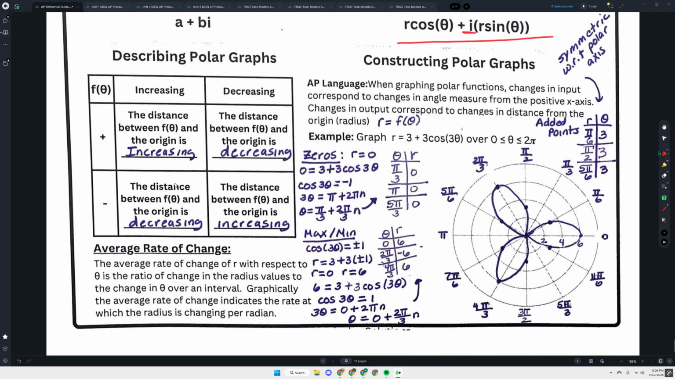Finally, the last section is polar graphing. When graphing polar functions, changes in input correspond to changes in the angle measured from the positive x-axis. Changes in output correspond to changes in the distance from the origin.